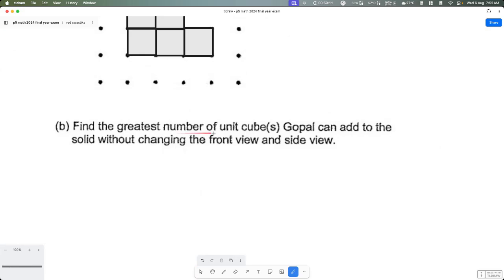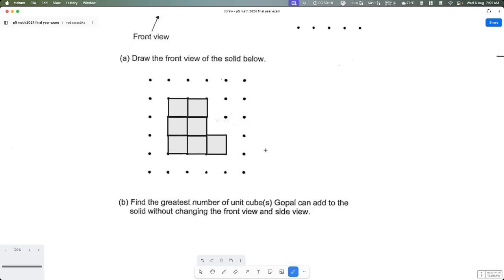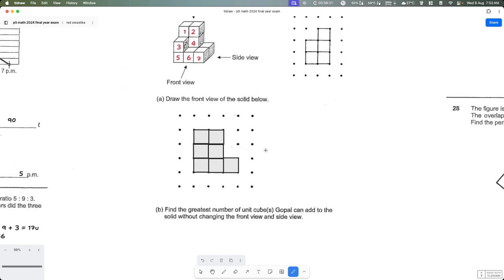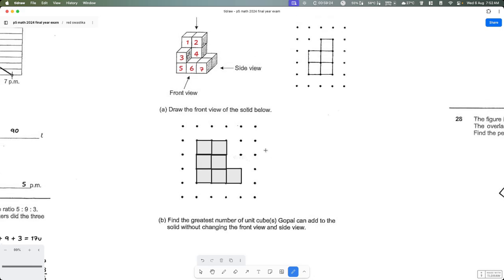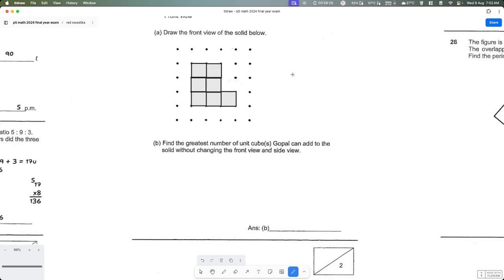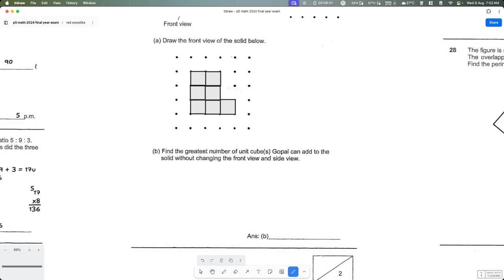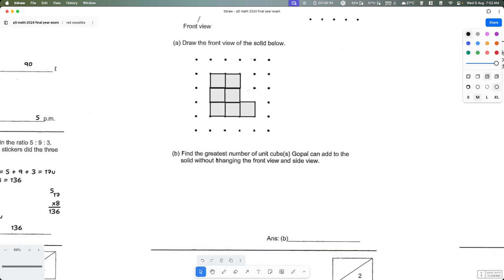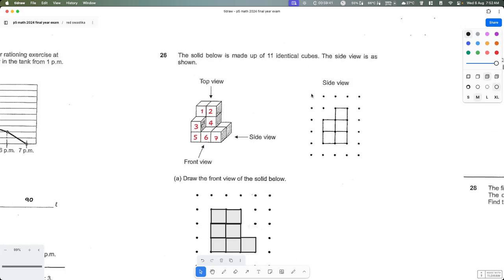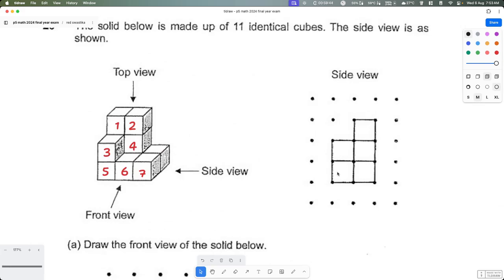Find the greatest number of unique cubes Gopo can add to the solid without changing the front view and the side view. Oh, interesting. Okay, so for the side view, what can we add to make this view? So let's put the side view. To create the side view, we just need 1, 2, 3, 4.